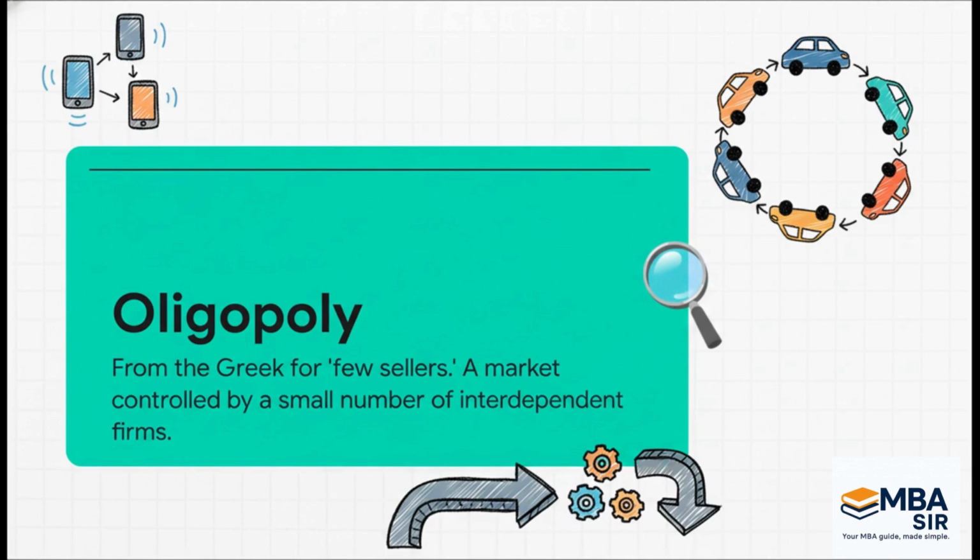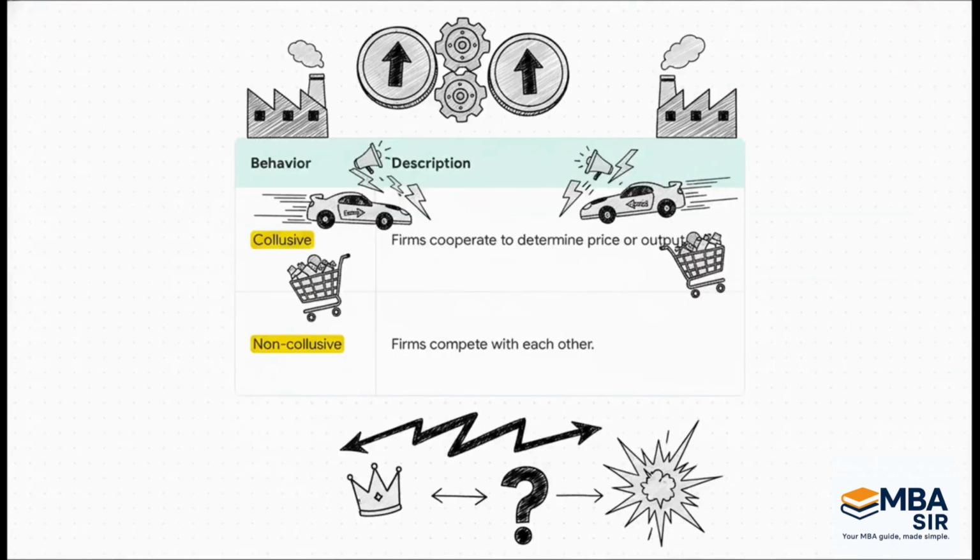And this interdependence creates this really fascinating game for us, the customers. Are they going to be collusive? You know, team up and act like one big monopoly to keep prices high? Or are they going to be non collusive and compete like crazy, getting into price wars and ad battles to try and steal each other's customers? That constant strategic dance is what defines an oligopoly.